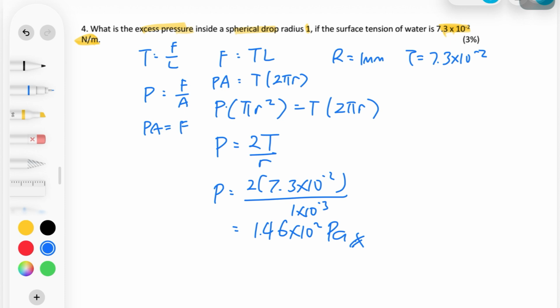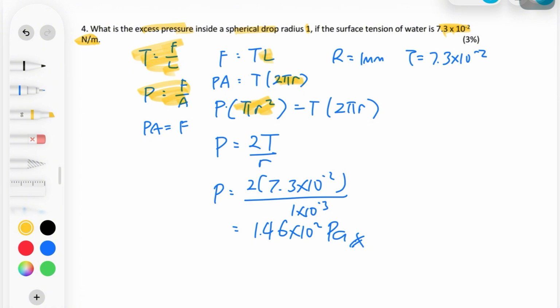Very important, we need to understand that we use the things that we know. Tension is this one, and the length we got is only 2 pi r. Why? Because it's a drop, so there is only the outer layer, the inside layer doesn't have any, unless it's a bubble. So we just have one outer layer, the contact area. And the second is the area, and we're using the pressure equals force over area formula. So this is the answer we got.